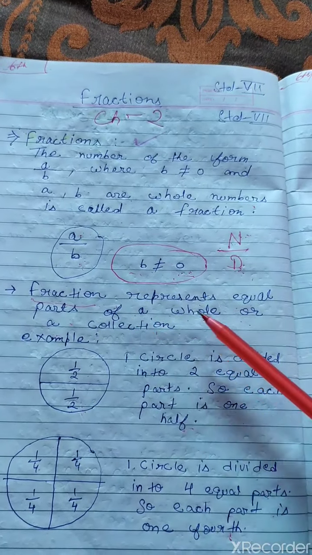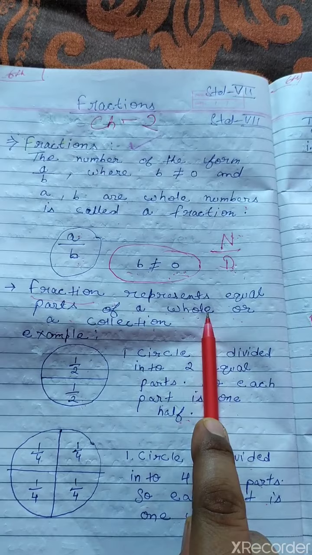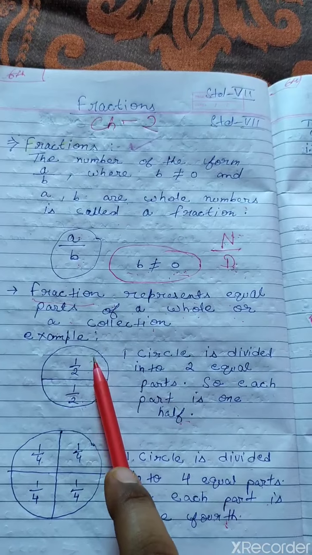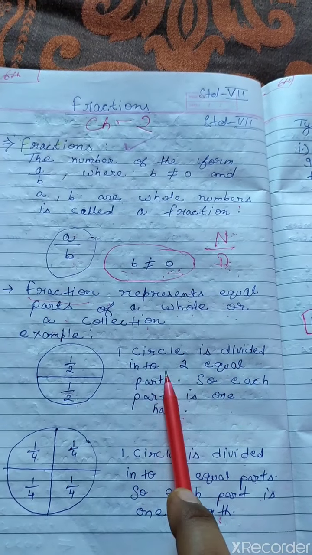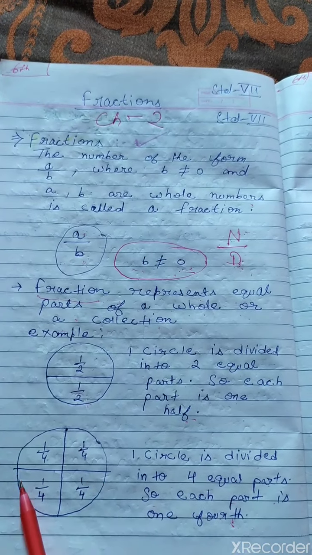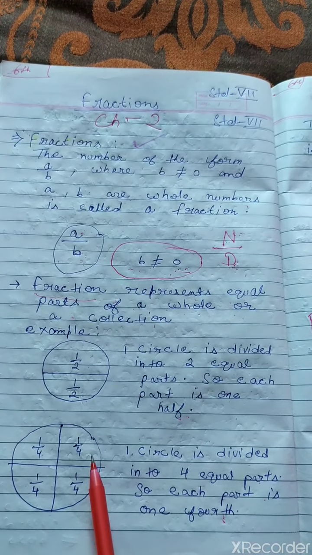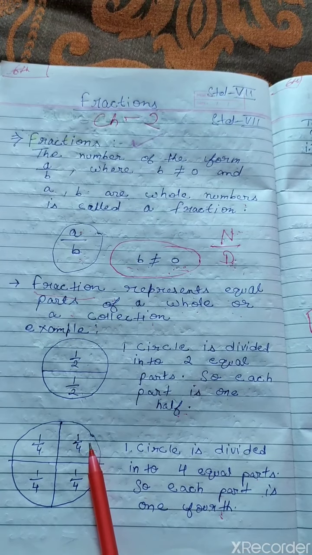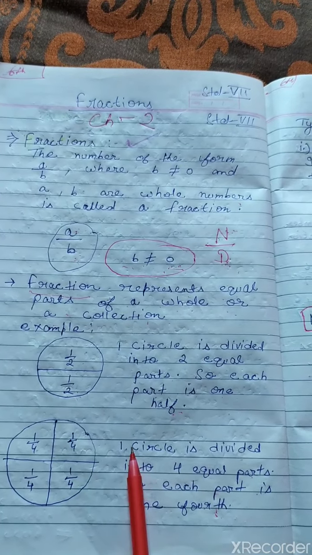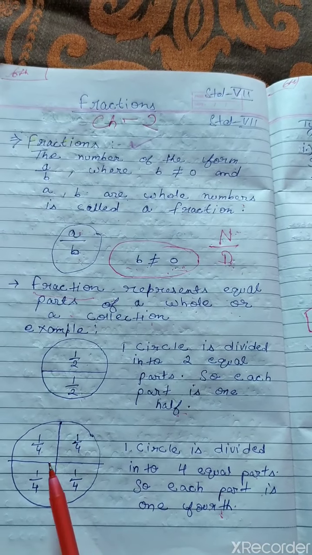Now in other words we can define that a fraction represents equal parts of a whole or a collection. Suppose this circle is divided into two parts, 1 by 2 and 1 by 2. So one circle is divided into two equal parts, so each part is 1/2. And here this circle is divided into four equal parts, 1 by 4, 1 by 4, 1 by 4 and 1 by 4. All the parts are equal, so each part is 1/4.